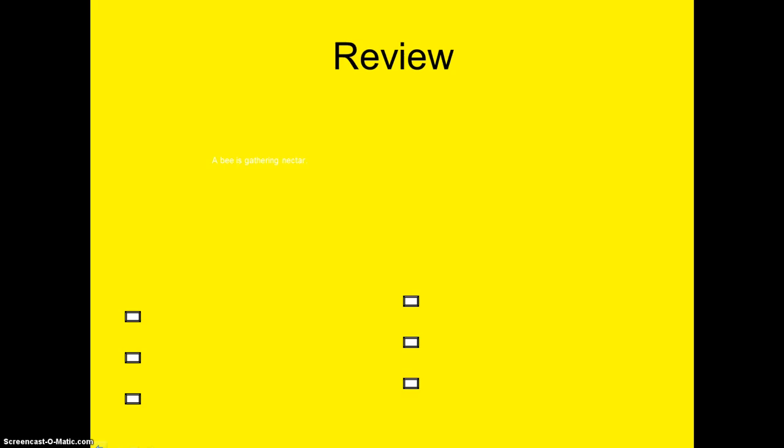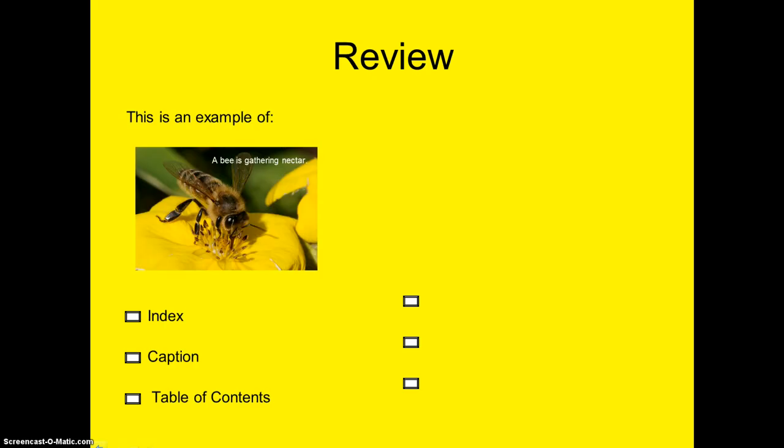Now, let's see what you can remember about the various text features. This first section is an example of, is it an index, a caption, or the table of contents? A caption is correct. A caption is a short phrase that describes a picture or image.